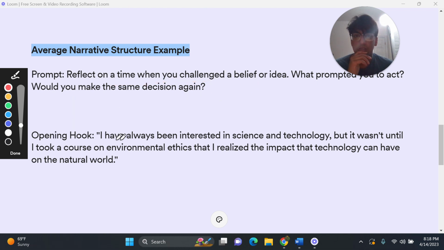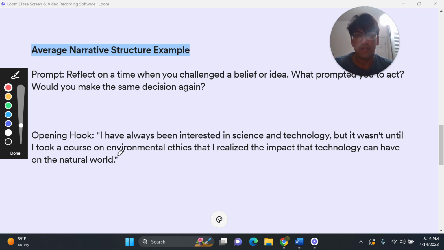And so the opening hook is, "I've always been interested in science and technology, but it wasn't until I took a course on environmental ethics that I realized the impact technology can have on the natural world." Okay, so this actually isn't too bad of an opening hook. I think it's still pretty good because it establishes expectations. It establishes that this person will write a story about how they got interested in technology's effect on the natural world. Now, it can improve. Again, this is not a bad example. This is just an average example.